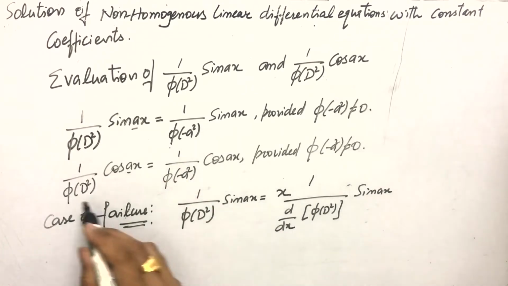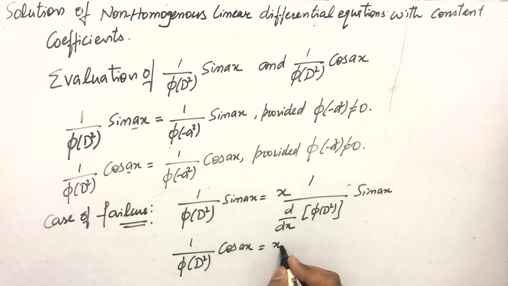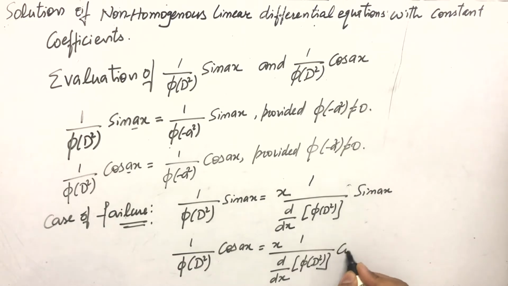And similarly for cos, we will have 1 upon phi of D square, cos of ax, equals x times 1 upon d by dx of phi of D square, cos of ax. So after taking the derivative, we again put D square as minus a square. Now let us see the application of these formulas in numericals.